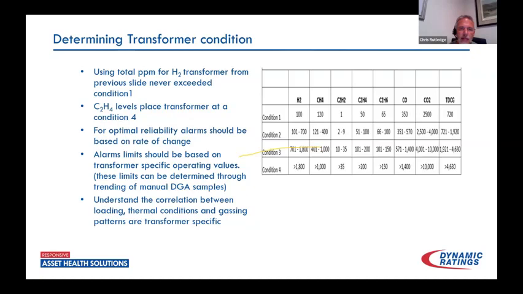When we look at ethylene values, we now have the transformer at a condition 4. In fact, it's more than double condition 4. So that's a let's get this out of service immediately kind of thing, which would also be an overreaction for this type of an event. Again, for optimal reliability, I would much prefer that any of these alarms be based on a rate of change.